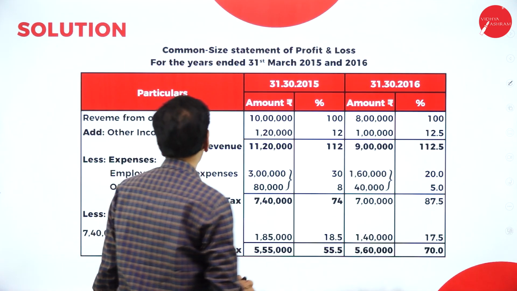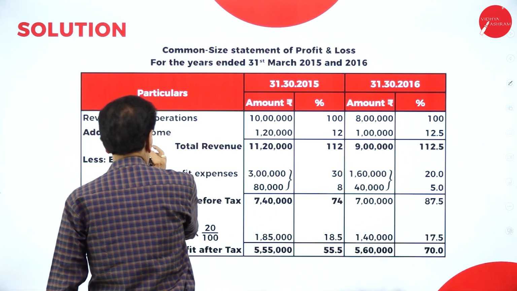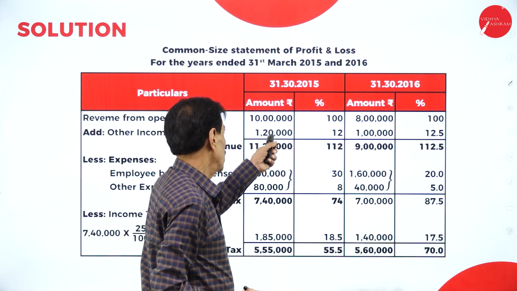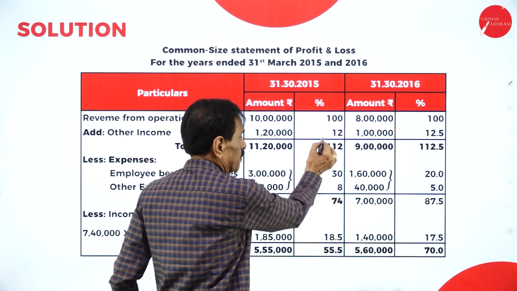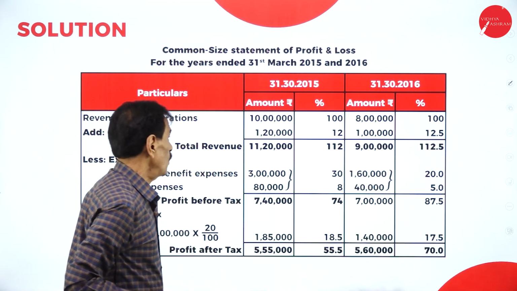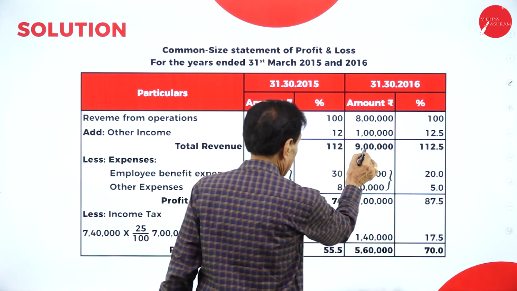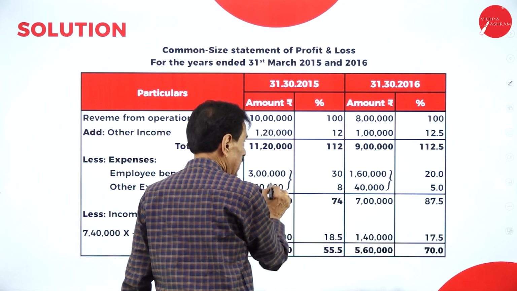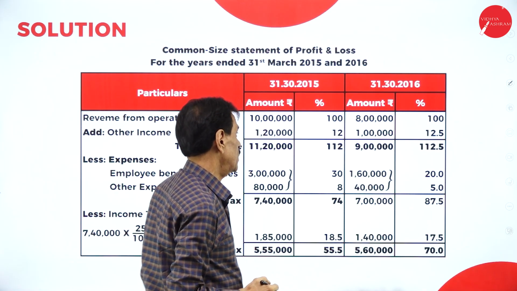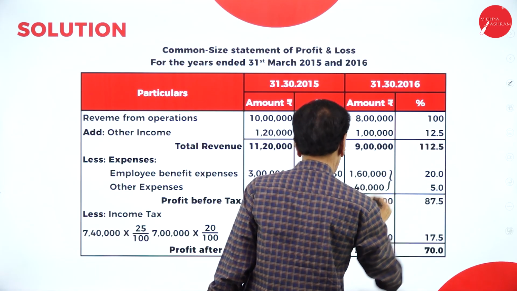We'll move on to the problem now. Revenue from operations 10 lakh is 100, 8 lakh is 100. Add other income 1 lakh 20,000. So this is 12% because 1 lakh 20,000 divided by 10 lakh into 100 is 12. 1 lakh divided by 8 lakh into 100 is 12.5. So the base is this year. 11 lakh 20,000 divided, this is 9 lakh. 9 lakh divided by 8 lakh into 100 is 112.5. If you add 12 to 100, this is 112, and 112.5.